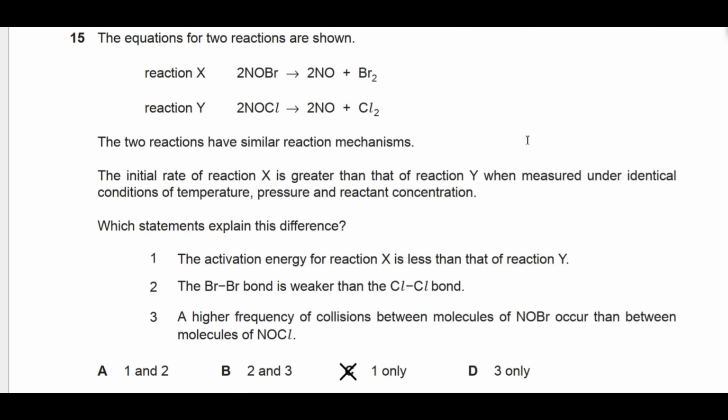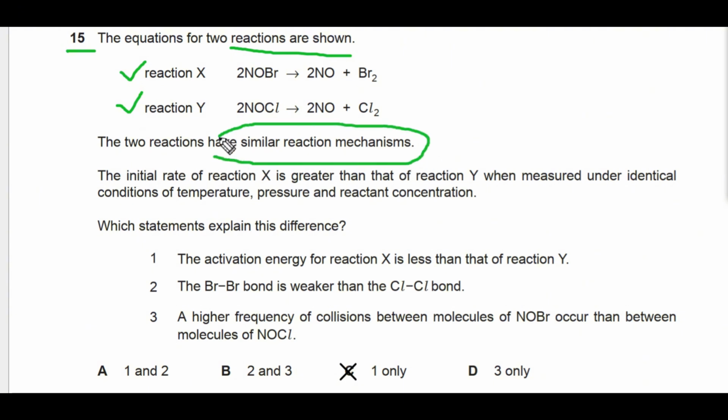Now 15, the equations for two reactions are shown. Reaction 1, reaction X, reaction Y. The two reactions have similar reaction mechanisms. Now the initial rate of reaction X is greater than that of Y, when measured under identical conditions of temperature, pressure and reactant concentrations. Which statement explains the difference?